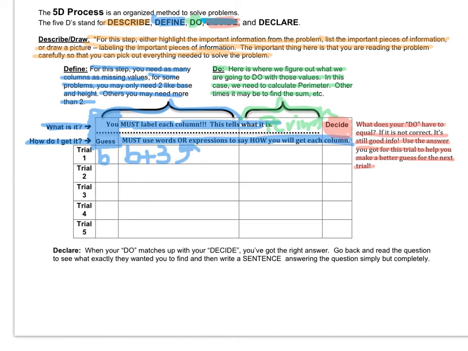And then last, we've got the declare. Once you get, oh whoopee, this is the right answer for my decide, then when my do matches up with my decide, I'm going to go back and read the question to be reminded what exactly it was that I need to figure out. So what was the question asking? And then I'm going to write a sentence. Do you see that word sentence? Answering what the question was. I don't have to write a paragraph, just a sentence. It needs to be simple, but it should completely answer. Make sure you label units if there are any units. And that's pretty much the 5D process here.